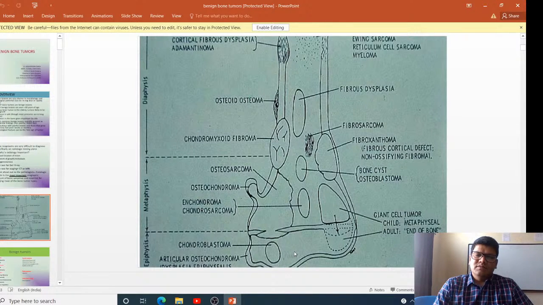And in the epiphysis, as we have already discussed, the most common are giant cell tumor and chondroblastoma. Giant cell tumor occurs in skeletally mature and chondroblastoma in skeletally immature patients.